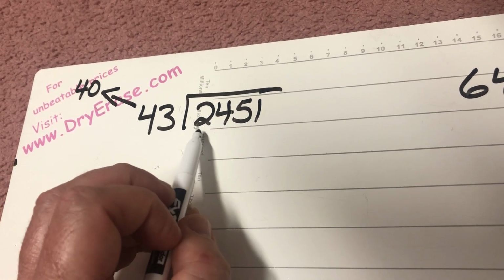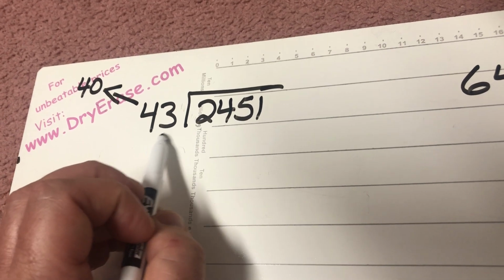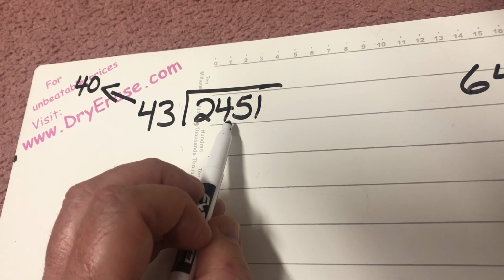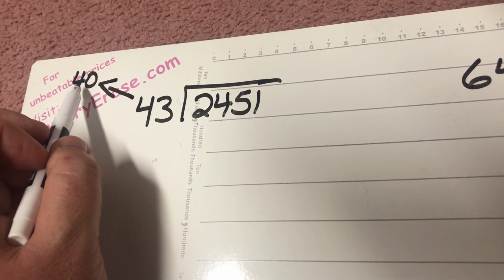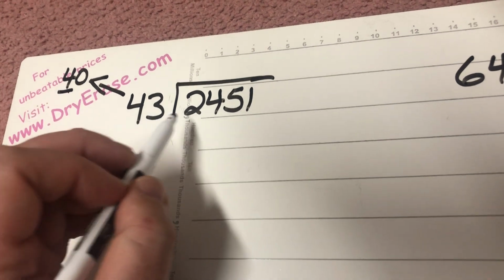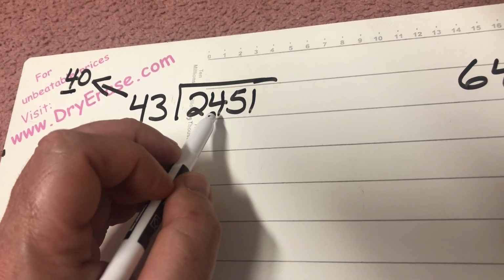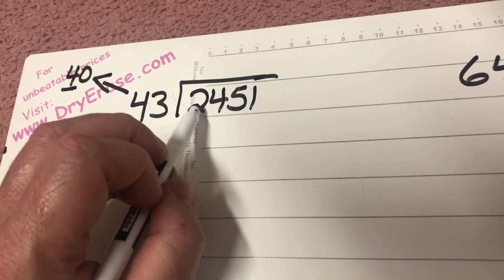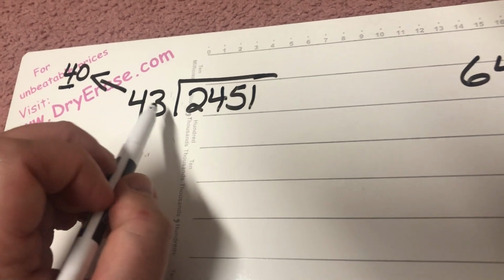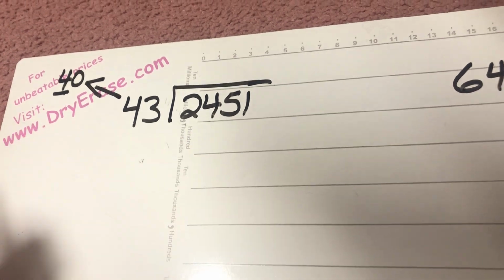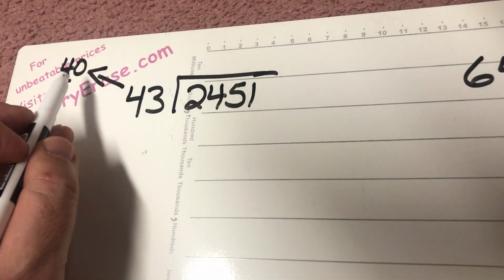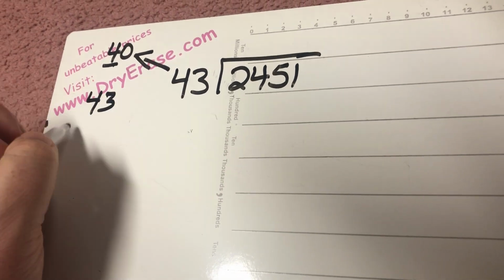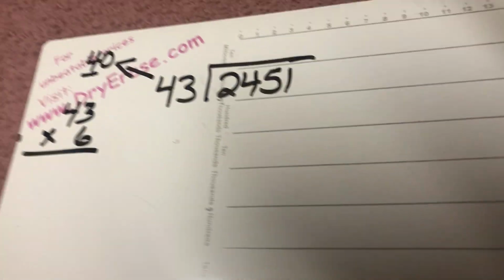I know that 43 cannot go into 2. I know that 43 is bigger than 24. But I do know that 43 can go into 245. I want to figure out how many times. Well, 4 cannot go into 2, but it can go into 24 6 times. And I think the number of times that 4 can go into 24 is the same number or very close to the same number of times that 43 can go into 245. Well, I know that 4 times 6 is 24. So I'm going to come over here and I'm going to try 43 times 6. That's where I'm going to start.